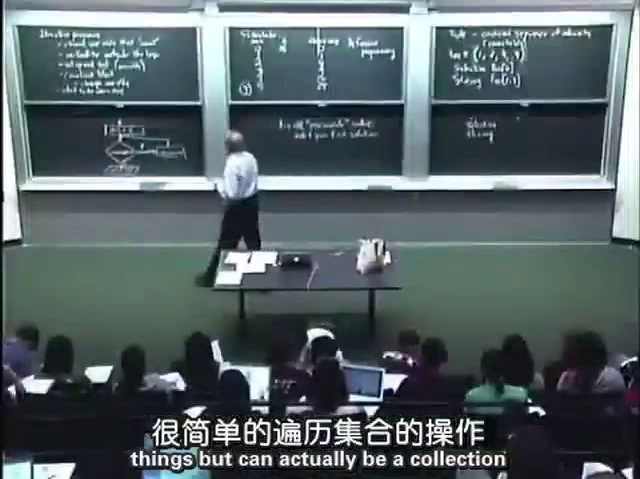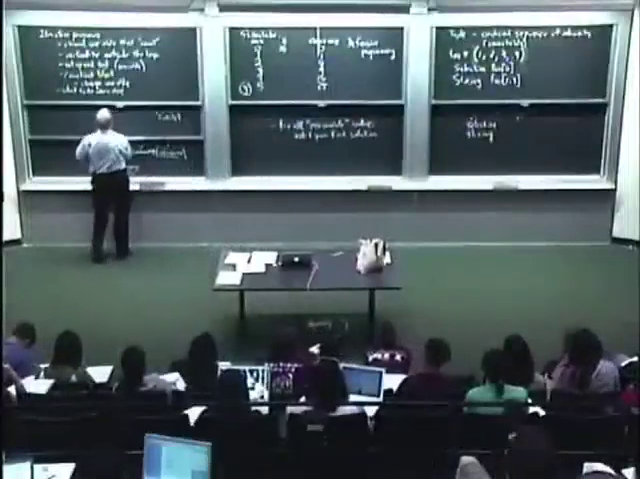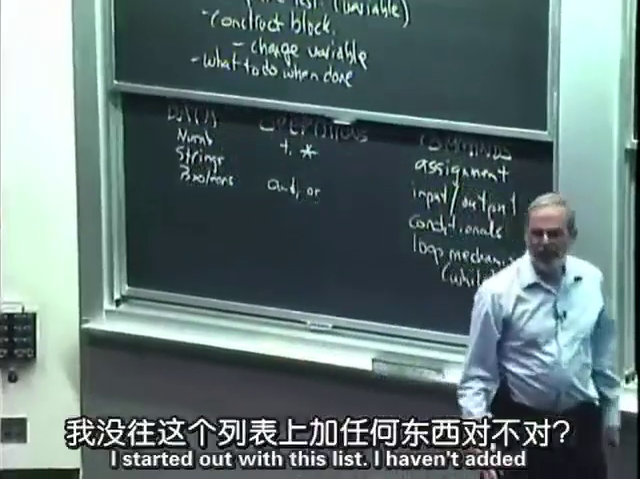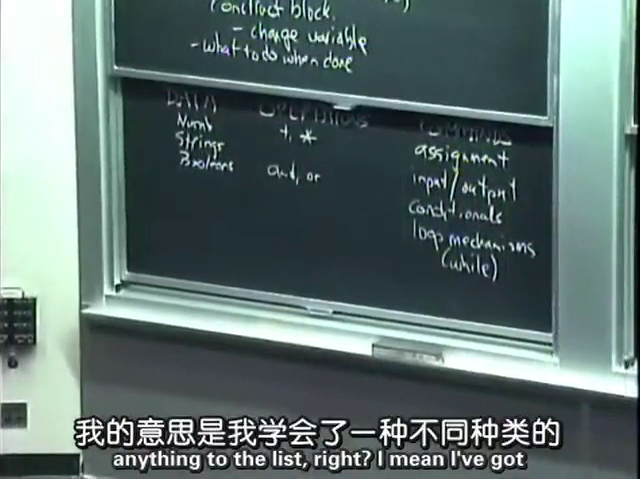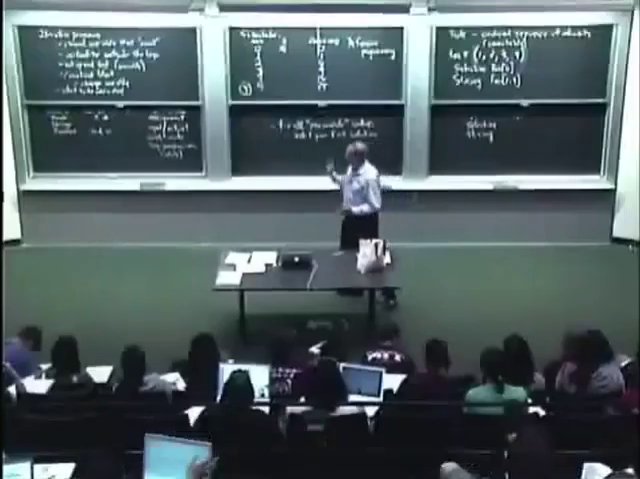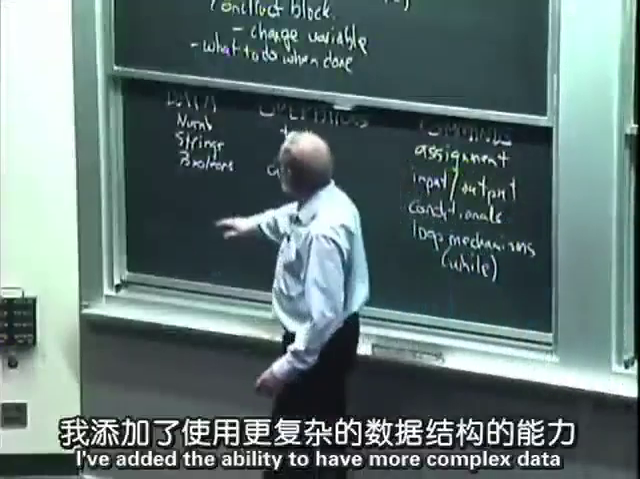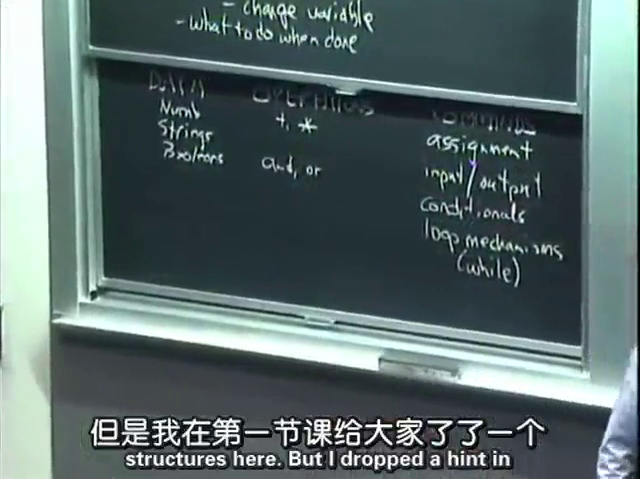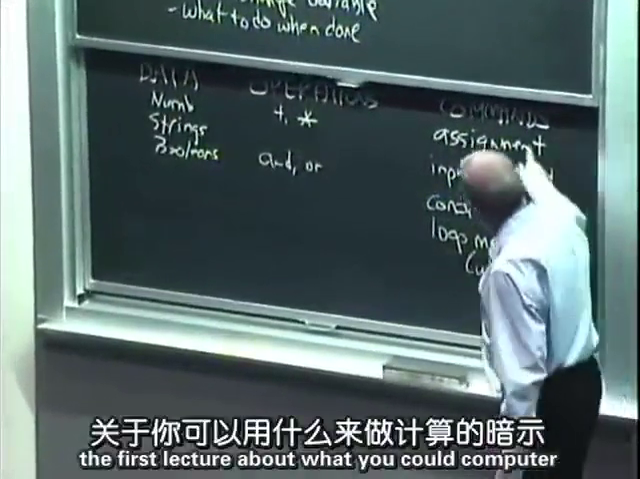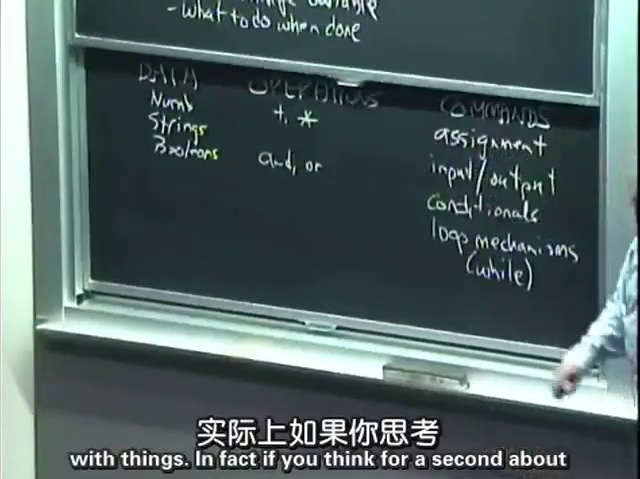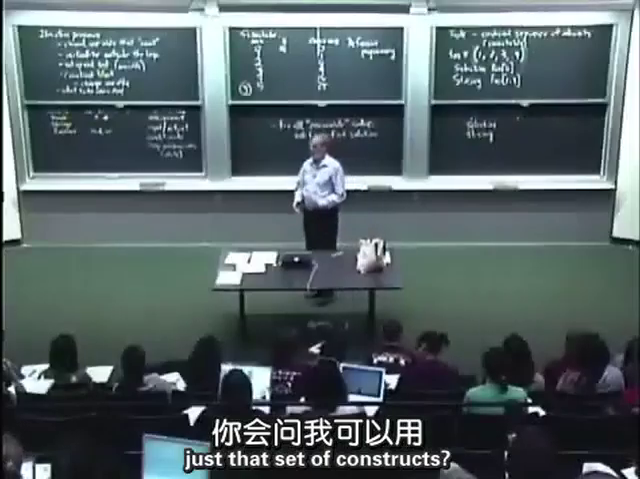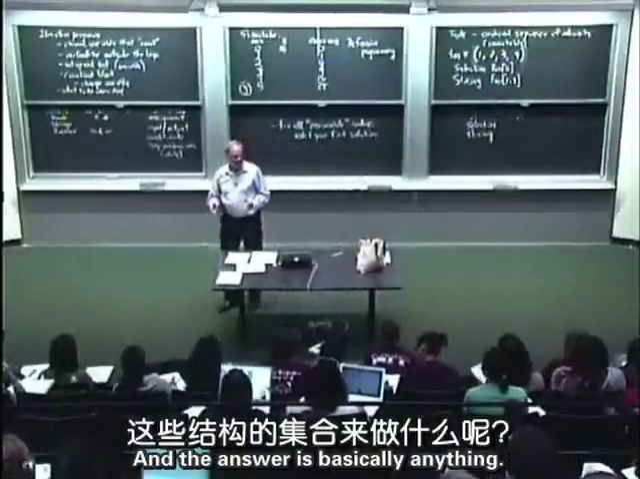The last thing I want to point out to you is, I started out with this list. I haven't added anything to the list, right? I mean, I've got a different kind of looping mechanism. I guess I should say that's not quite true. I've added the ability to have more complex data structures here. But I dropped a hint in the first lecture about what you could compute with things. And in fact, if you think for a second about that list, you could ask, what can I compute with just that set of constructs? And the answer is basically anything.